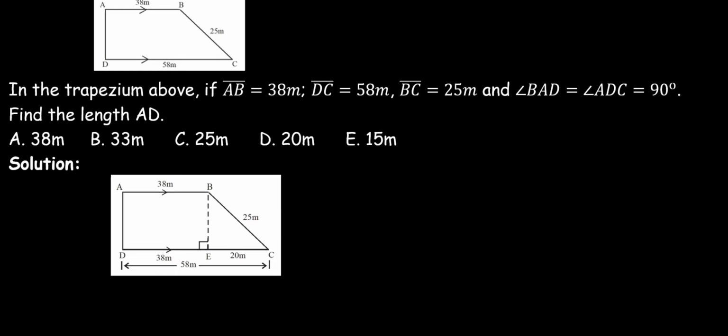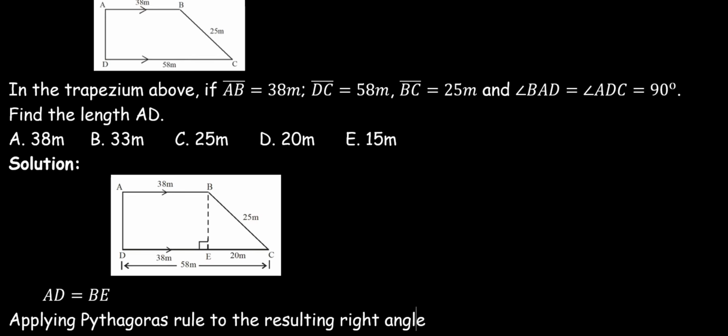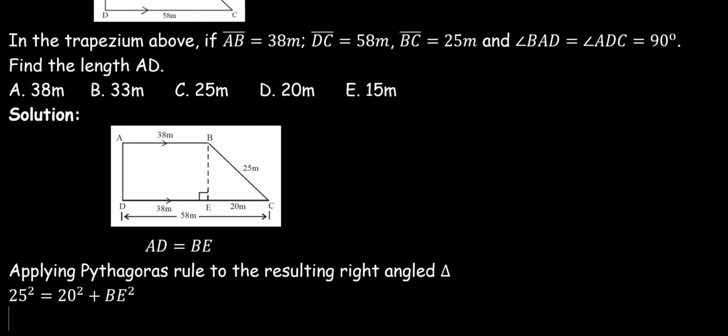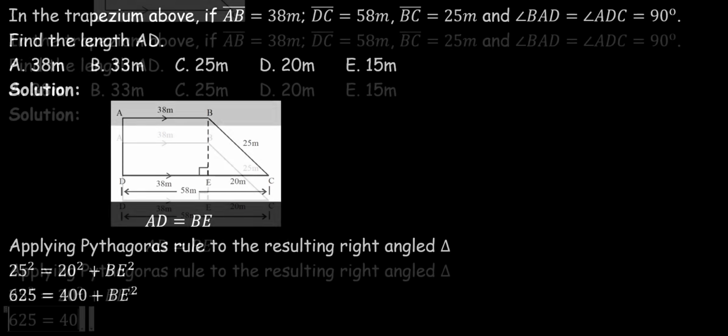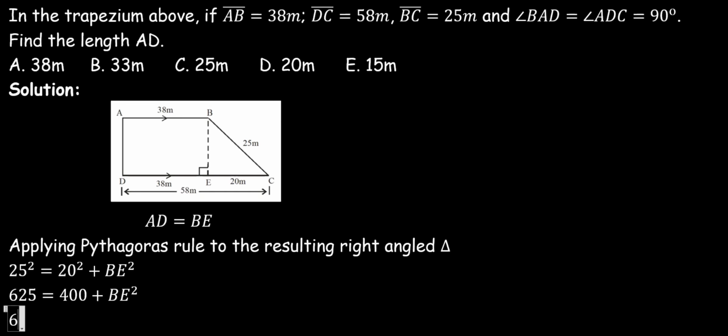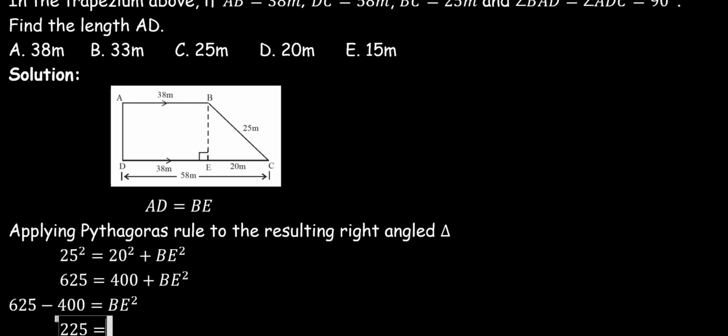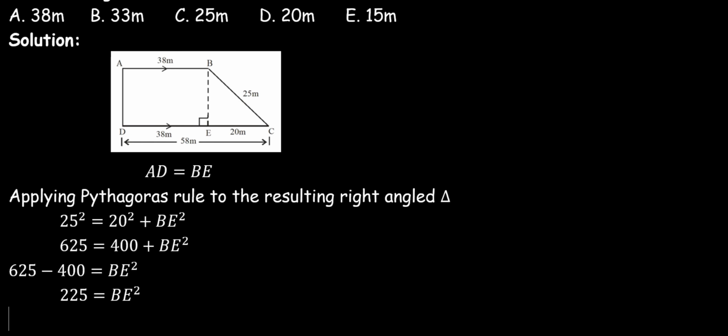It's very important. And we also write clearly that AD is equal to BE, because they are both sides of the rectangle within the trapezium. Applying Pythagoras rule to the resulting right angle triangle, 25 squared equals 20 squared plus BE squared. From here, 625 equals 400 plus BE squared. Simplifying, 625 minus 400 equals BE squared, and that is 225 equals BE squared. To get BE, we take the square root of 225. Thus, BE equals 15 meters.